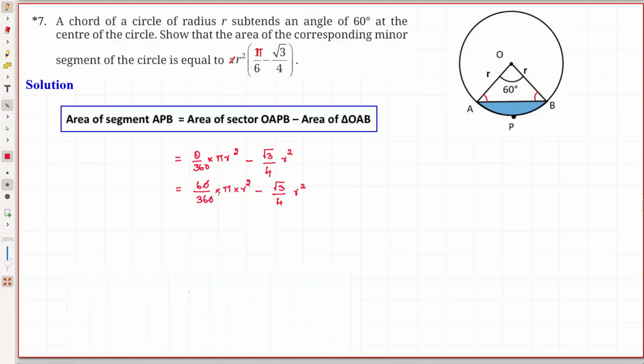Simplify it. The zeros get cancelled. 1 6s are 6, 6 6s are 36, so we get 1 by 6. So pi r square by 6 minus root 3 by 4 r square. What is common here? Only r square is common, so I take r square outside. The balance inside is pi by 6 minus root 3 by 4. Therefore, the area of the segment is equal to r square into pi by 6 minus root 3 by 4. Now this is the answer.